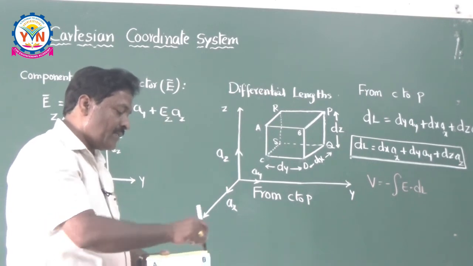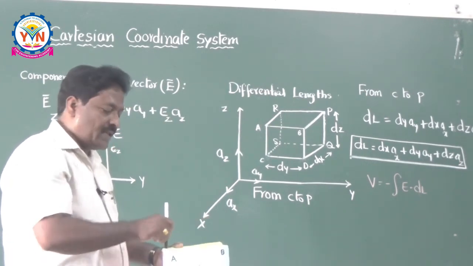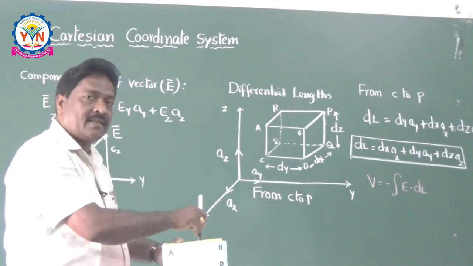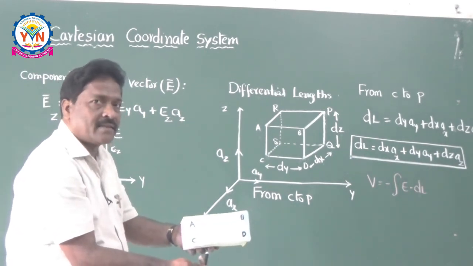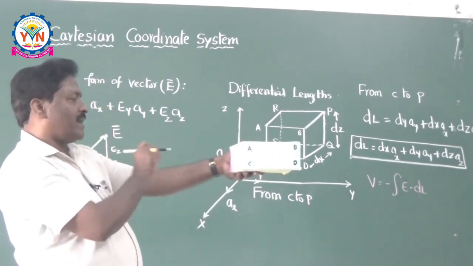You are having dy and this is dx. So dx into dy, it is nothing but AZ. Opposite is automatically minus. Suppose in y direction, this is the y direction.